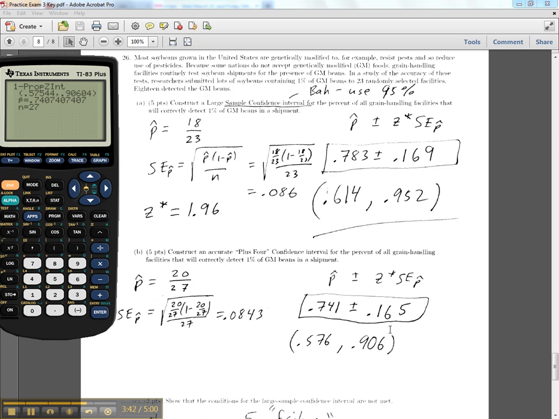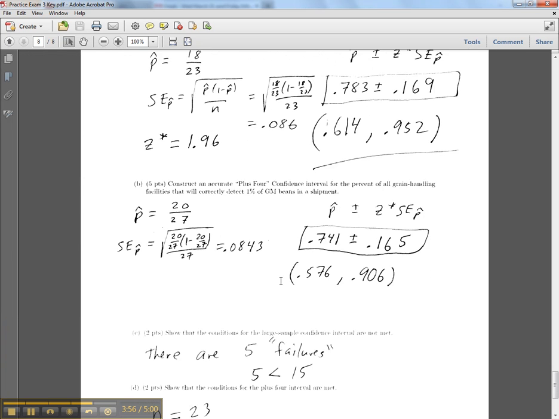So again, if you're just showing this part right here, because you used the calculator, then that's fine. You don't have to do any of this other stuff. Just give us this. And same thing for letter A. Again, you don't have to show all the work. Just give us the interval.